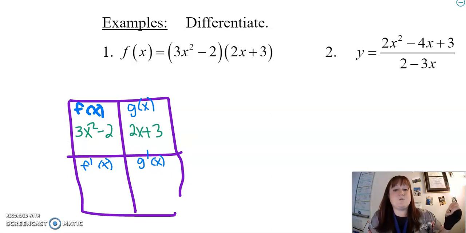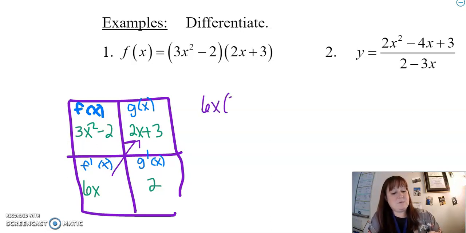So now I take the derivative of f of x, which is 6x, and the derivative of g of x is 2. Now I do f prime g plus f g prime. So f prime g is these two multiplied together. So I have 6x times 2x plus 3 plus f g prime. So that's 2 times 3x squared minus 2.